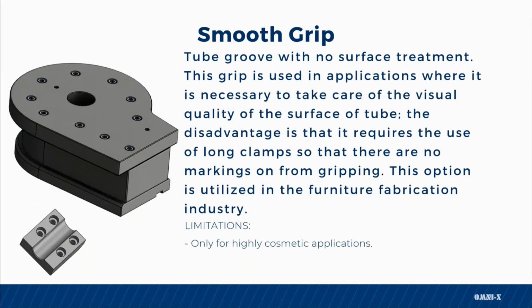Smooth grip is a tube groove with no surface treatment. Smooth grip is used in applications where it is necessary to take care of the visual quality of the surface of the tube. The disadvantage is that smooth grip requires the use of long clamps so that there are no markings from gripping. Smooth grips are commonly used in the furniture manufacturing industry. Smooth grips are only used for highly cosmetic applications.